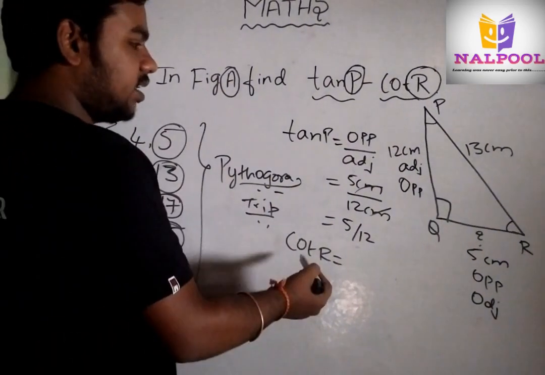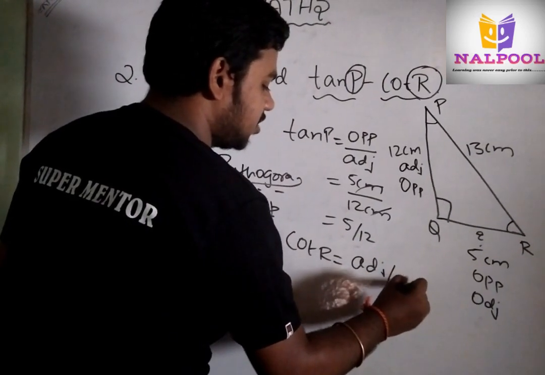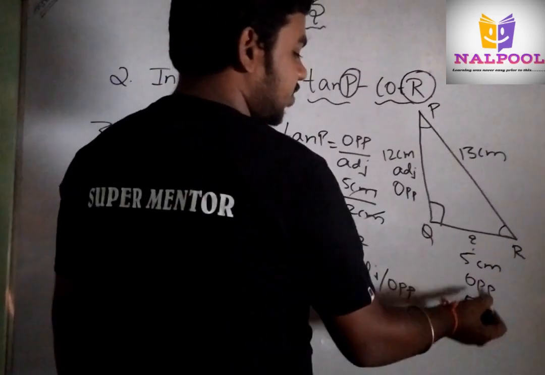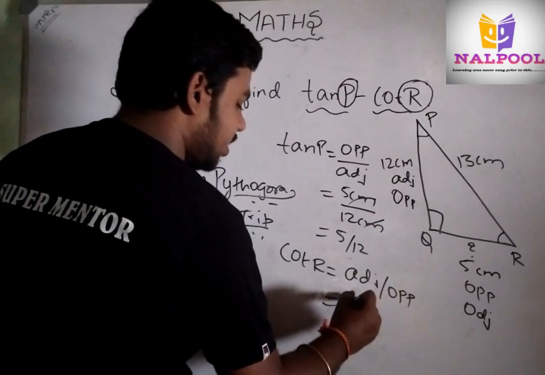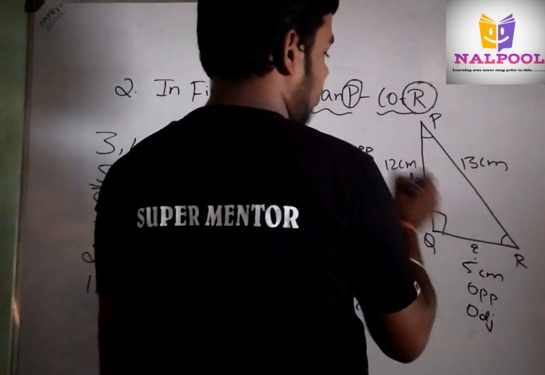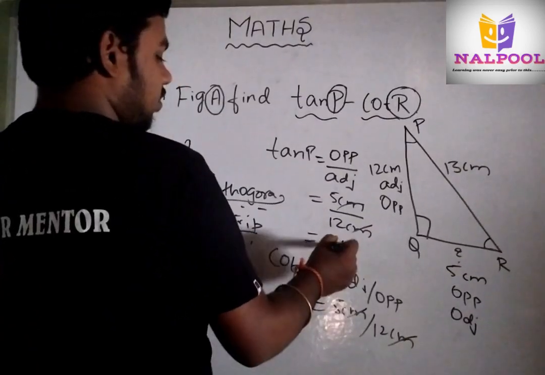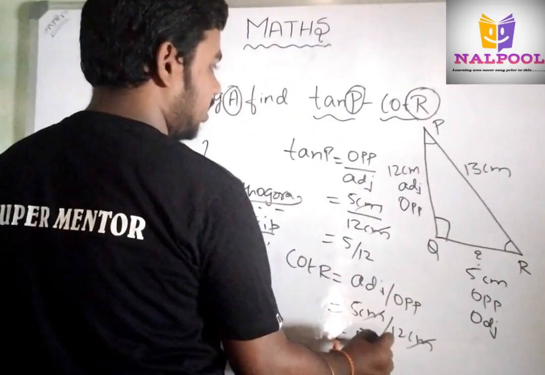Cot R is defined by which one? Adjacent by opposite. Here the adjacent side is which one? QR, 5 centimeter, by opposite, 12 centimeter. 5 by 12. It also fetches 5 by 12.